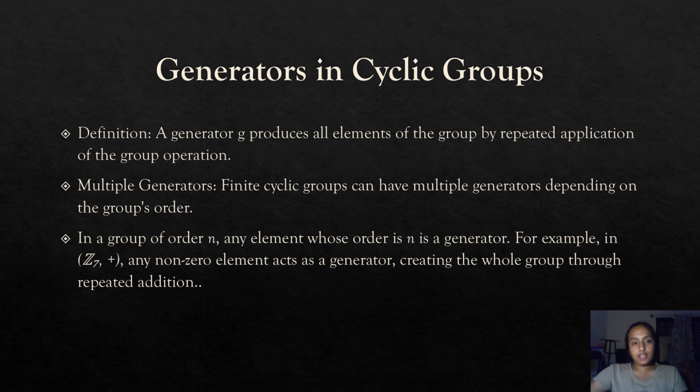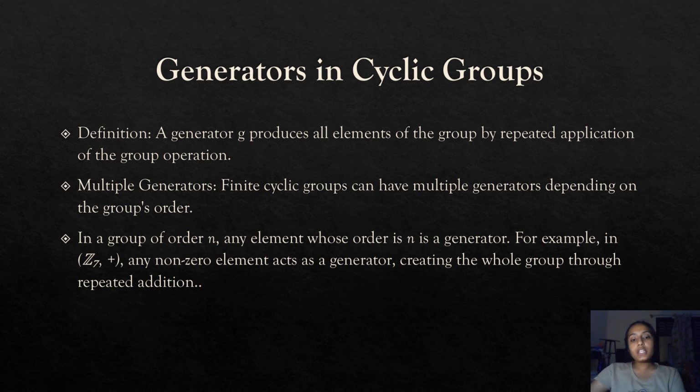What are generators in cyclic groups? As I've told earlier, a generator g produces all the elements of the group by repeated application of the group operation. Let's say we are considering the capital G and multiplication. Small letter g will belong to the capital G, which is the set, and the element will belong to the set. And this element individually is capable of using the operation that we are giving and generating all the other elements of capital G, all the other elements without repetition, then it is called a generator.